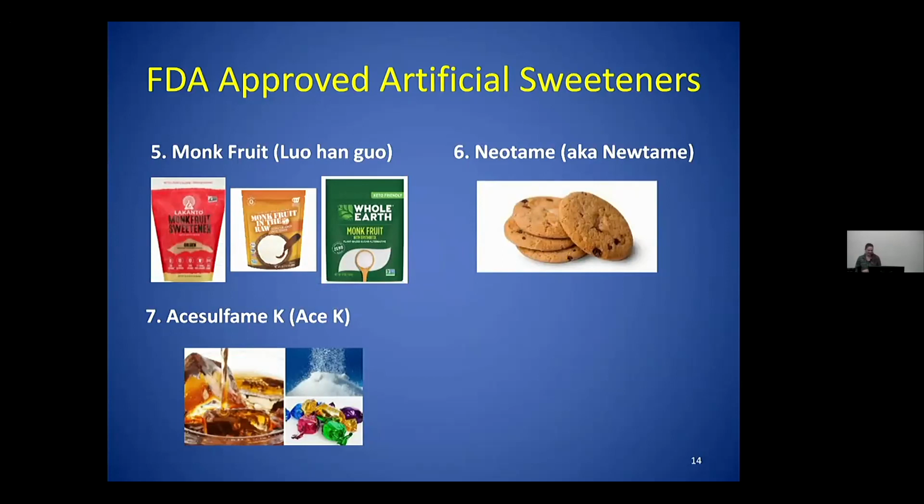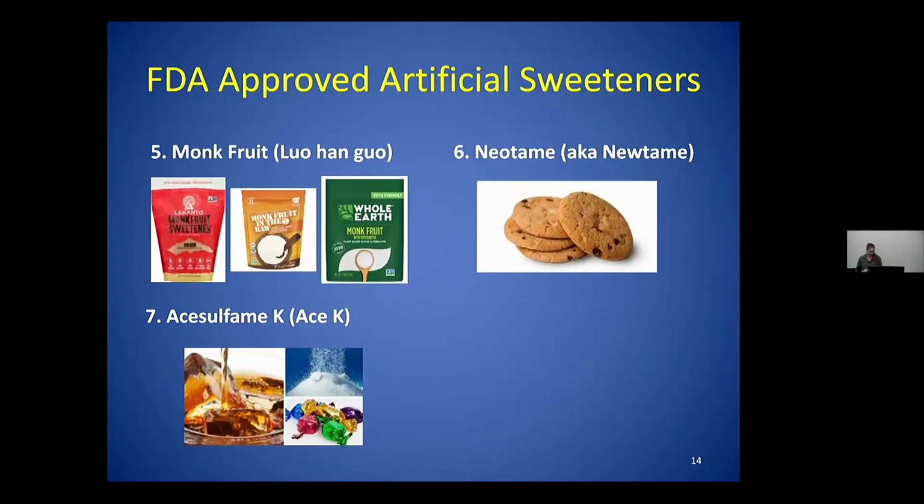And then we have neotame. This one is 7,000 to 13,000 times sweeter than sugar. So it is the sweetest one of them all. This one is rarely used anymore, actually, probably due to just how sweet it is. And it is also heat stable, kind of like Splenda. So the most use was in baked goods like cookies seen here.